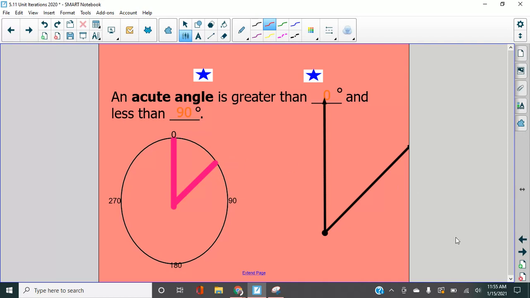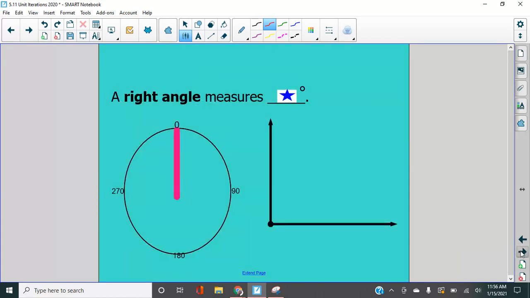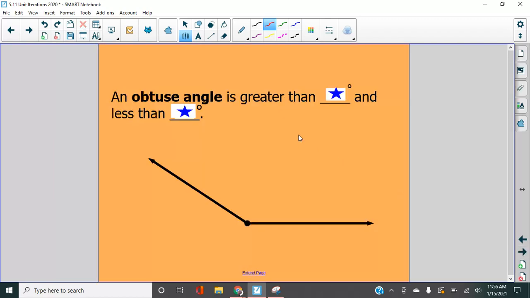Acute angle. What's an acute angle again? It's more than 0 degrees, but less than 90 degrees. A right angle, you know this one, I don't even need to ask you. 90 degrees, right? 90 degrees. We take one of these and we turn it. An angle, when we're measuring degrees, is measuring how much something turns.